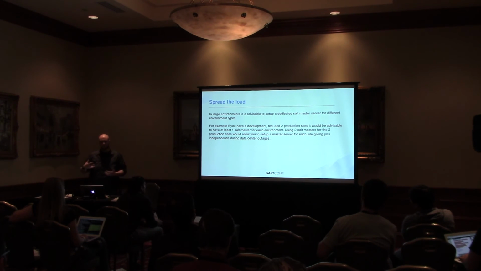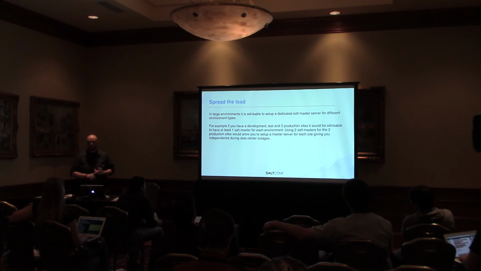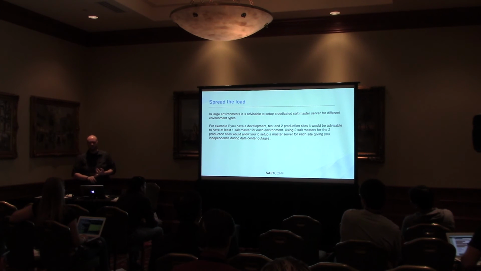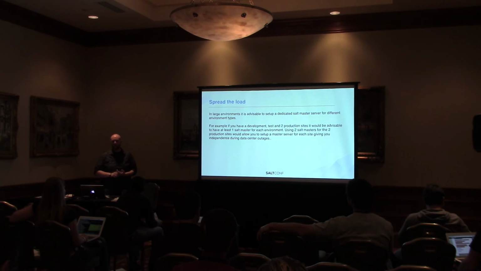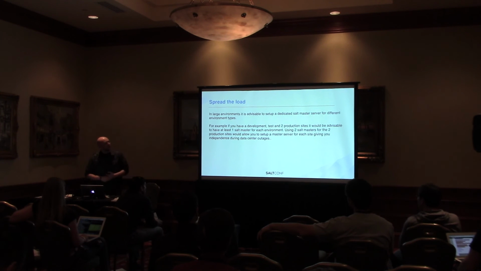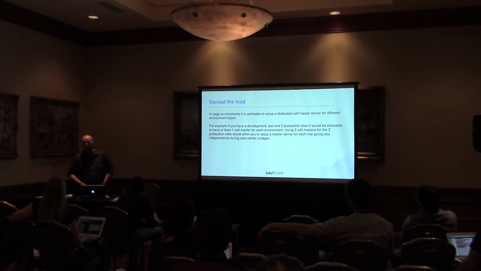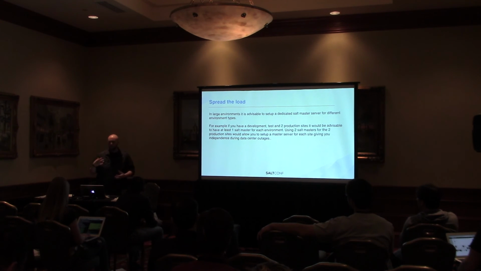In large environments, you're probably going to have development servers, test servers, and at least 2 production sites, most likely, if you have any kind of disaster recovery. Which, by the way, if you're worried about HA, you should have disaster recovery. At least 2 sites. Personally, I think you should run a master server for each environment: one for your dev environment, one for your test environment, and one for each of your production environments, right?